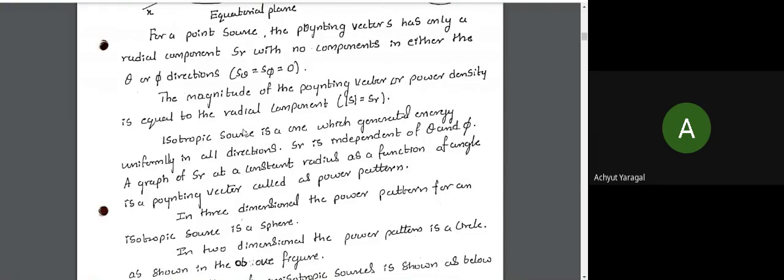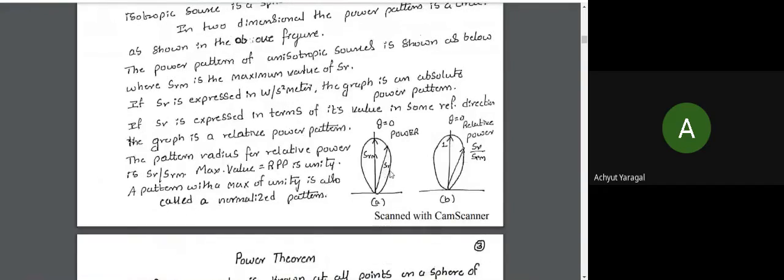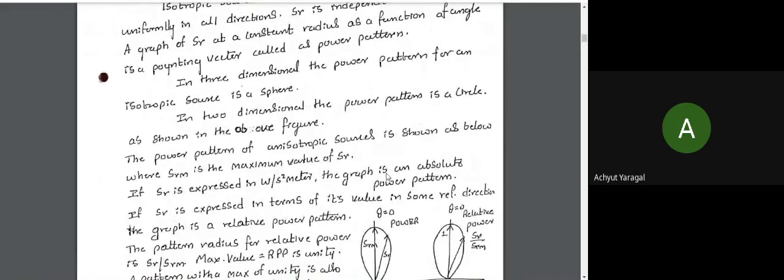A graph of SR, the pointing vector in the direction of R at a constant radius as a function of angle, is called a power pattern. You can see this in the figure below. SR is independent of theta and phi. Whatever graph we draw with the component SR as a function of the pointing vector at a constant radius is called a power pattern.